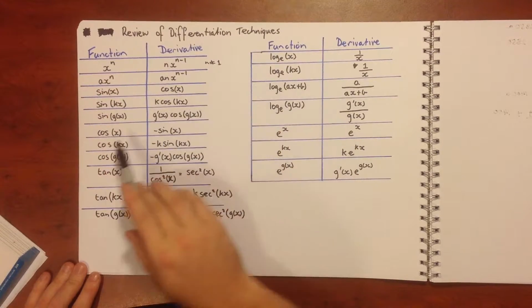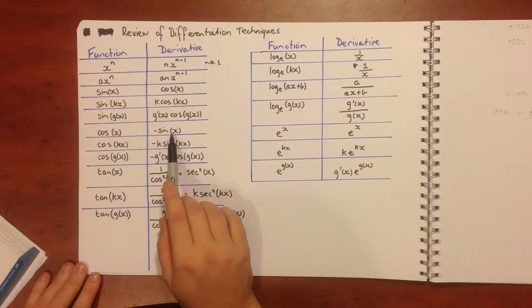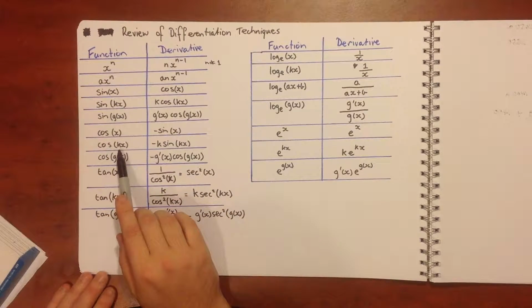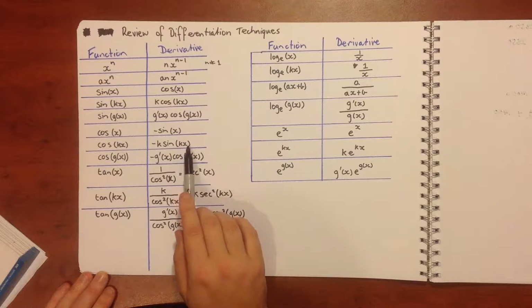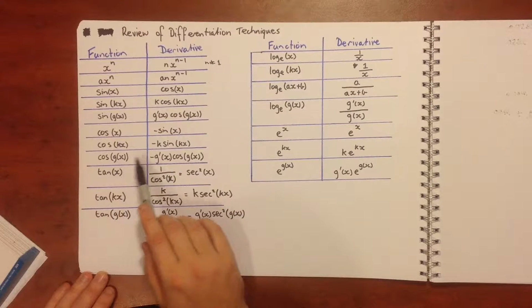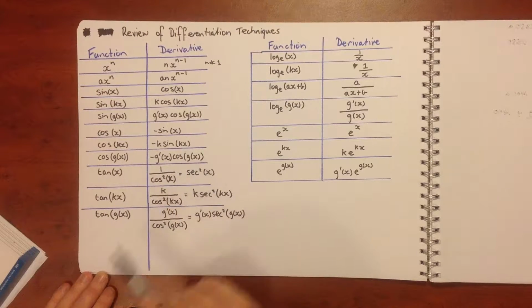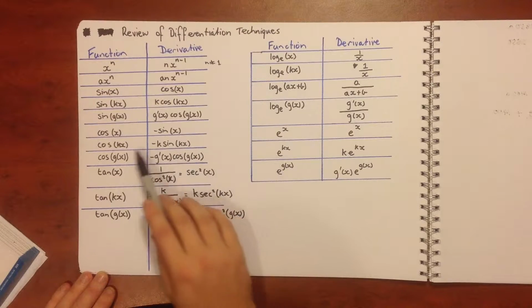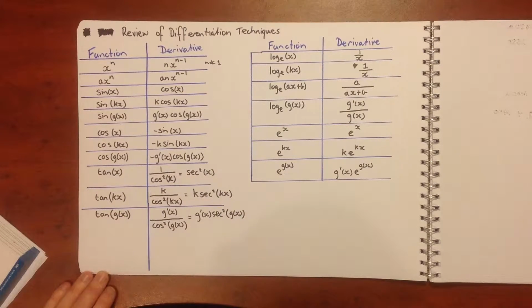Similarly, if we have cos of x, then the derivative is negative sine of x. If we have cos of kx, then the derivative is negative k sine of kx. If we have cos of g of x, then it's negative g dash of x sine of g of x. Again, this one's just an example of the chain rule.